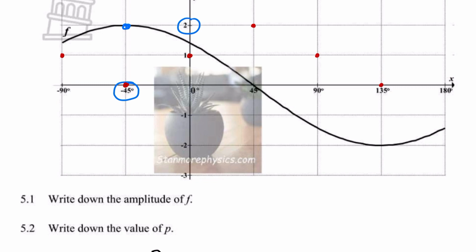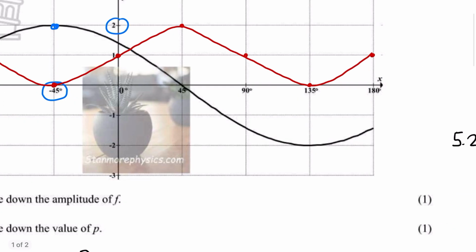135 and 0 would be here. And 180 and 1 would be here. And now we just join it with as smooth a curve as we can. Not too bad. And that's our function, g.